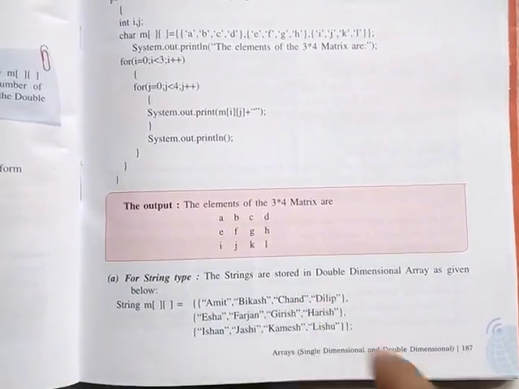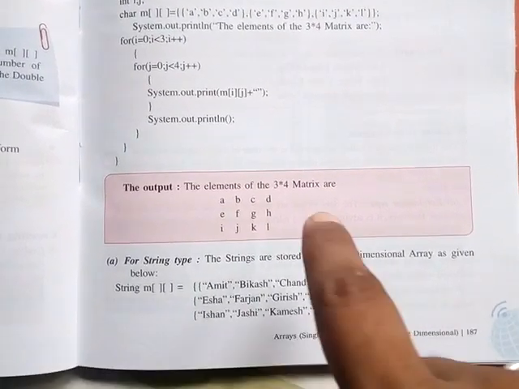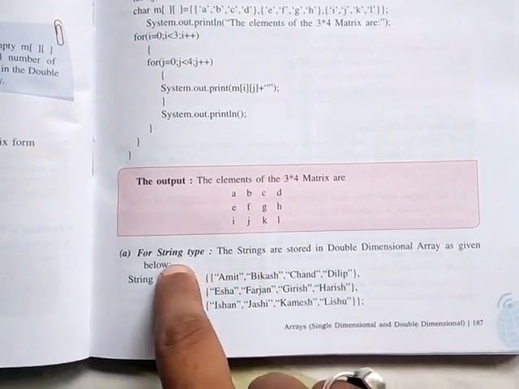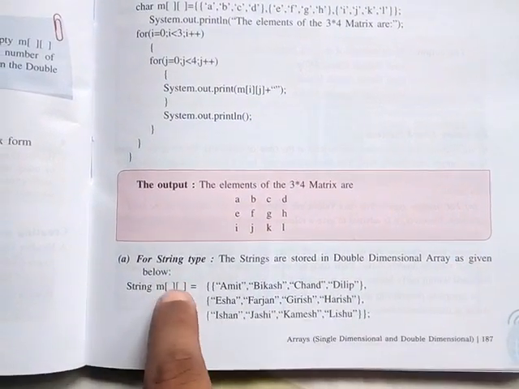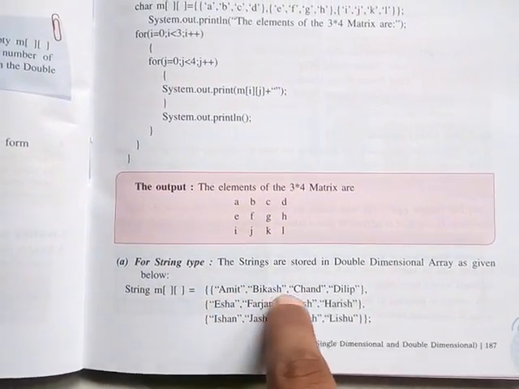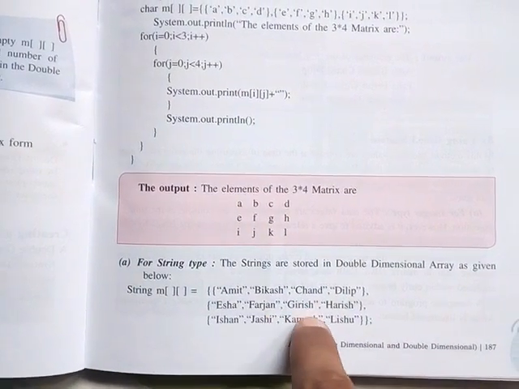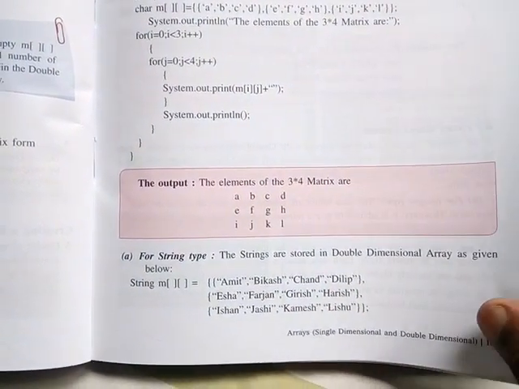So in the same way there are other programs also. See, like this, string type, the strings are stored in a double dimensional array as given below. See, String m: Amit, Vikas, Chand, Dilip. So these are the strings which we are going to enter. These programs you must see from your book.